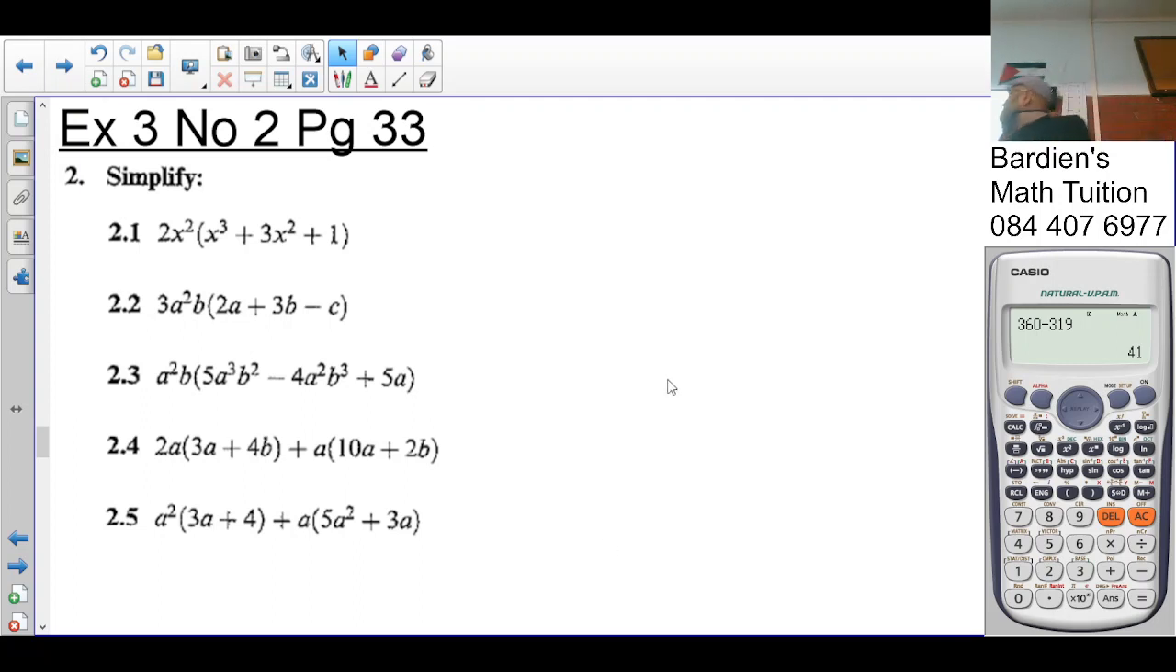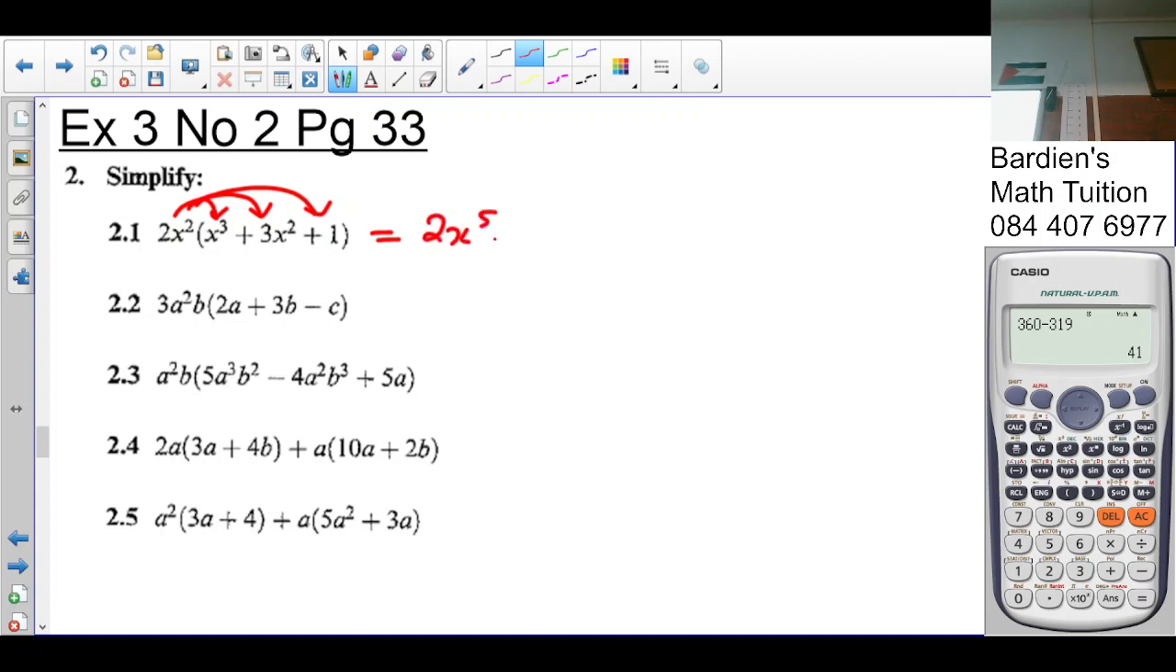So exercise 3, number 2 on page 33. The idea is to get rid of the brackets here. Okay, so we multiply the sums. This was the one. So what we have is 2x to the exponent 5 plus 2x squared times 3x squared is 6x to the exponent 4 plus 2x squared times 1 is 2x squared.